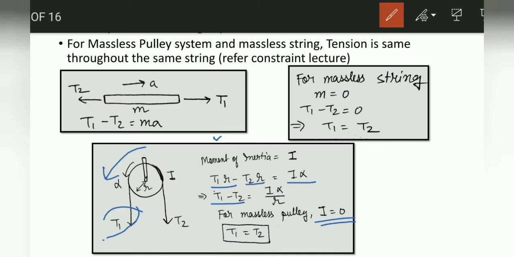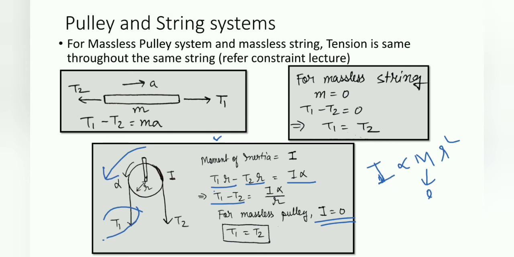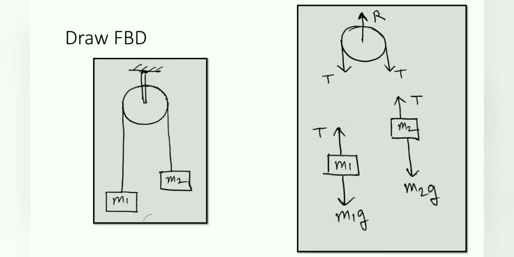See, moment of inertia is proportional to mass and also the distance square. So if mass is 0, then there will be no moment of inertia, and I am assuming the pulley to be massless. So for massless pulley, moment of inertia is 0, so T1 is equal to T2. So if the pulley is not massless, T1 won't be equal to T2. If you have the same string, then you will be assuming the same tension.